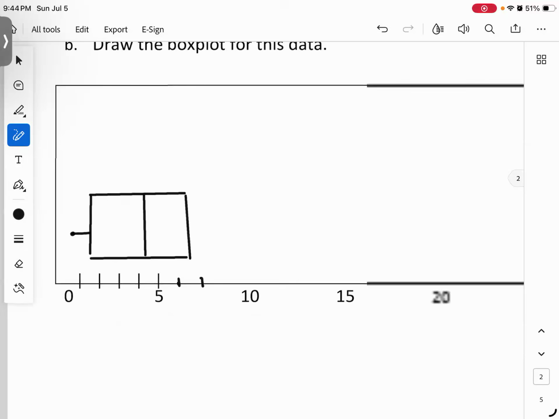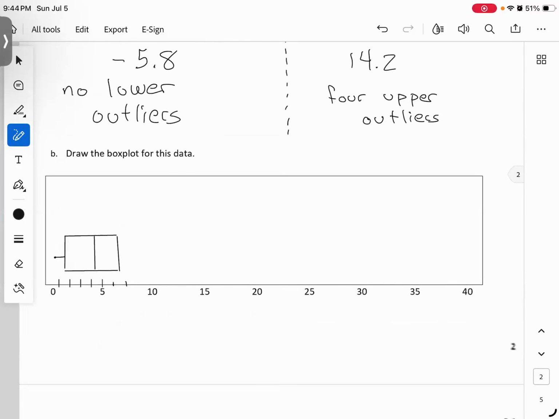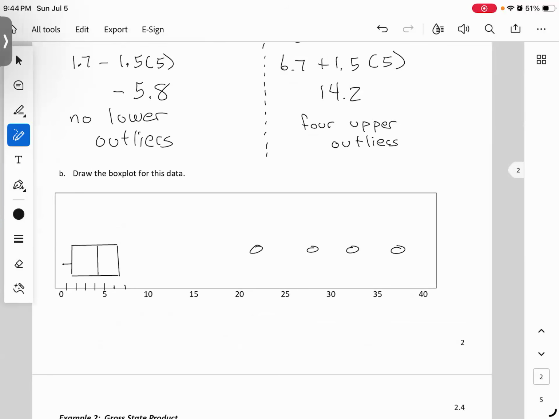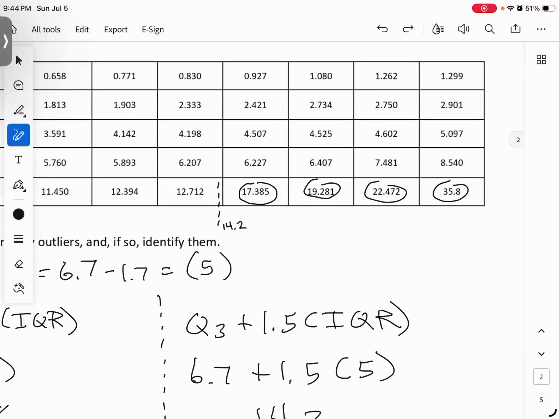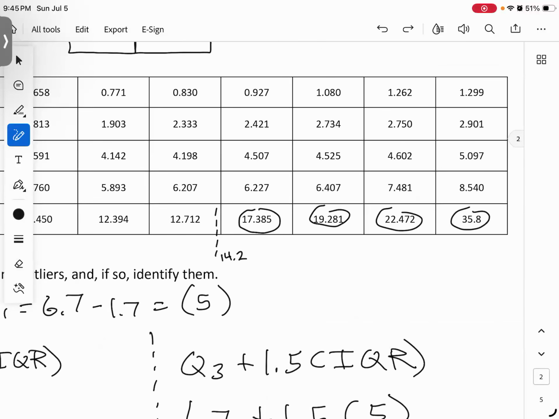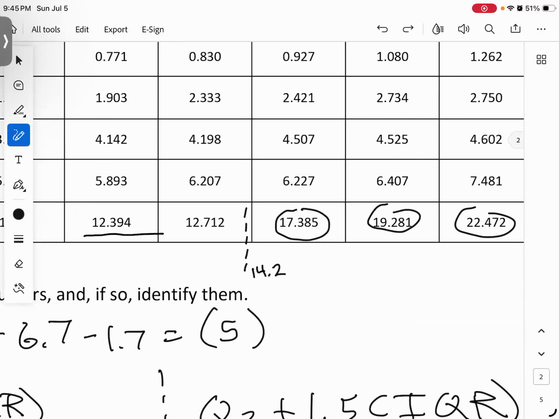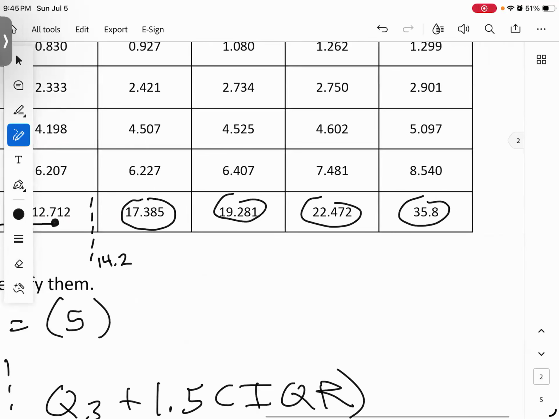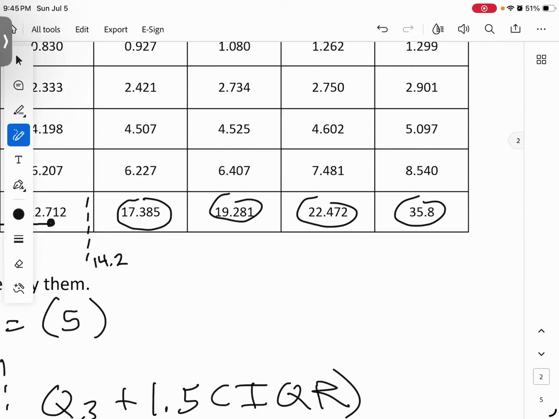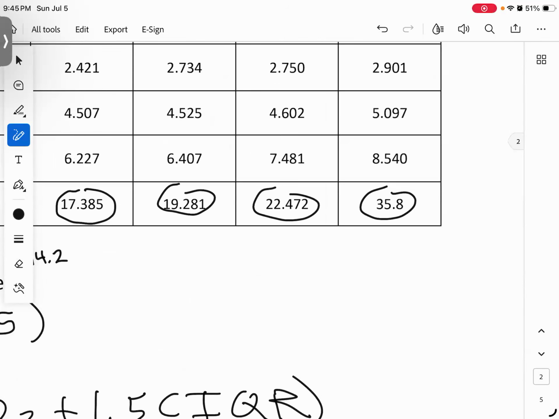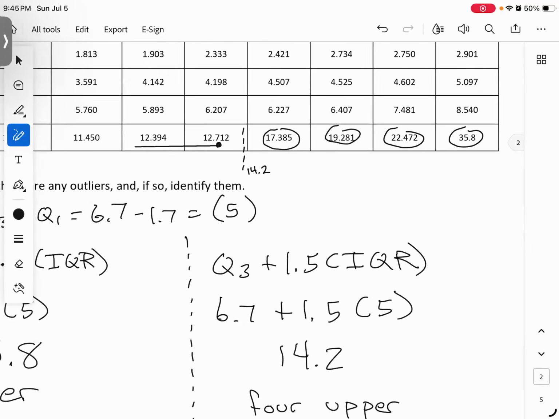Now, this is the one where we had some outliers. So here's what's really important: let's say you had outliers over here, which I just did really quick. Your whisker should not go and touch those. It should stop wherever you've got a state that was not an outlier. So in this case, the 12.7 should be where your whisker stops. And then you'd have the 17, the 19, the 22, and the 35, 36-ish. So let's do this. 12.7.